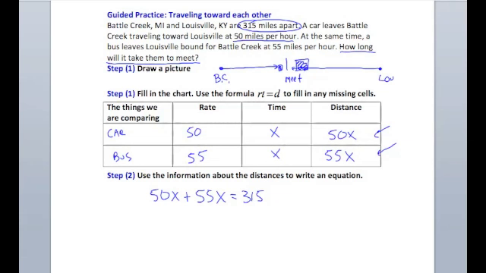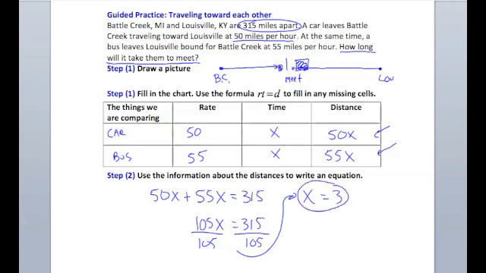So I would add 50 to 55, which will give me 105x. Divide by 105. Let's come over here to finish. So we'll get x on one side, and if I do 105 into 315, that will give me 3. So let's see what we found. We found that x is 3, and if we go back up to our chart, that tells us that the time for each of these vehicles was 3 hours. That was the question they actually wanted to answer. How long will it take for them to meet? So we would say it will take 3 hours for the car and this bus to meet.